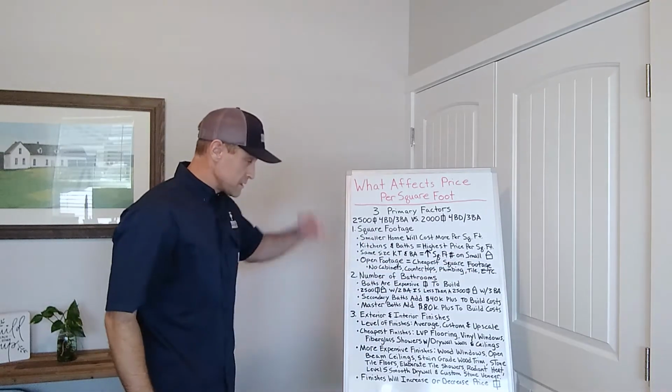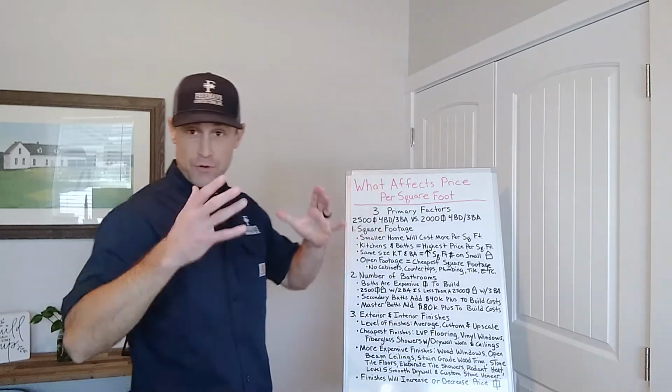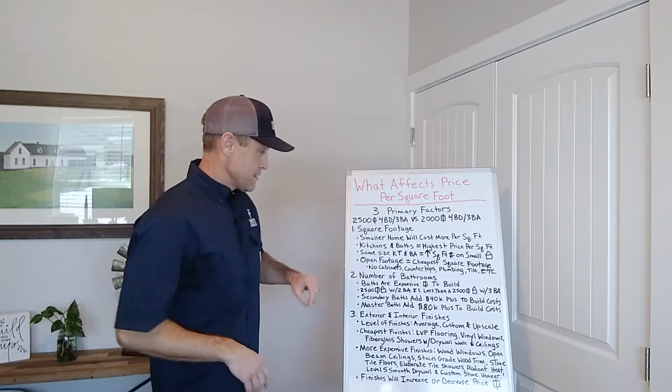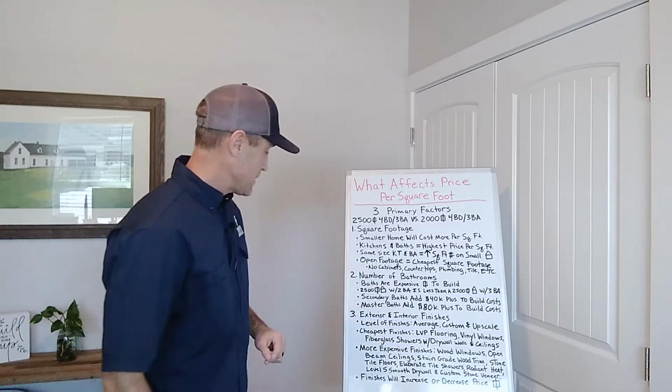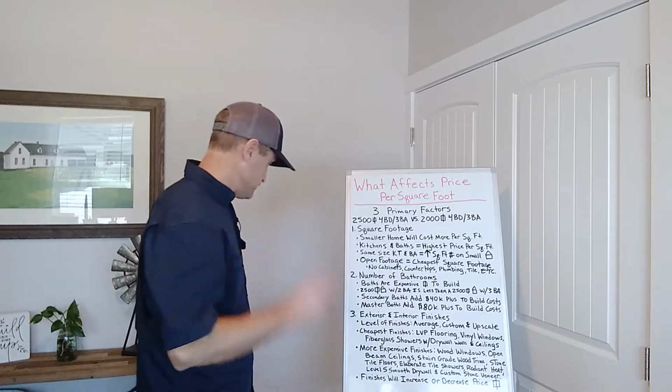Okay, so factor number 2, number of bathrooms. Same house, same square footage, one less bathroom, a secondary bath, compared to the other house. It's got 3 baths, 2 bedroom, 3 bath. You're going to see about $40,000 in a secondary bathroom. Okay, so that's factor number 2.